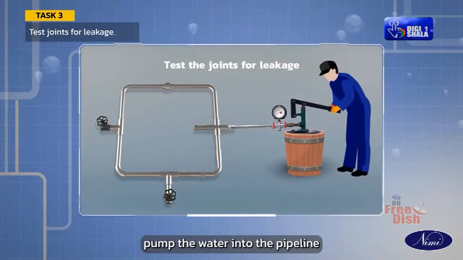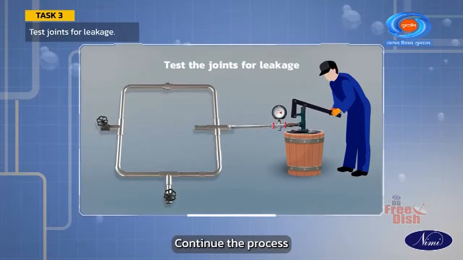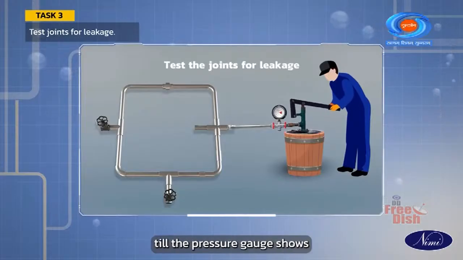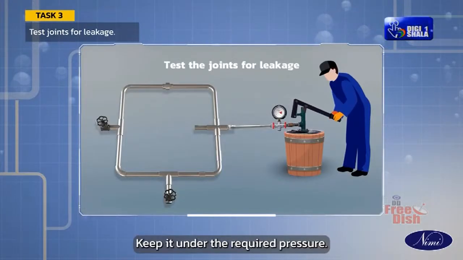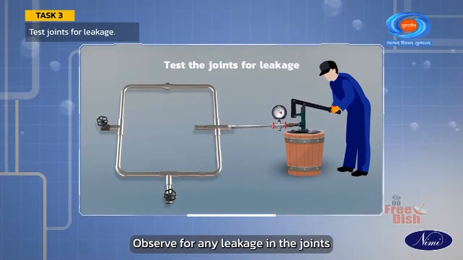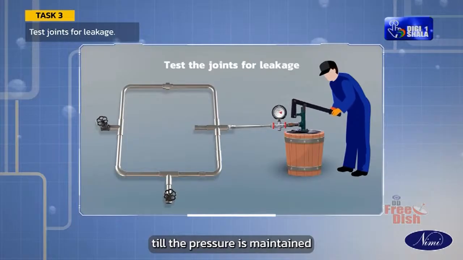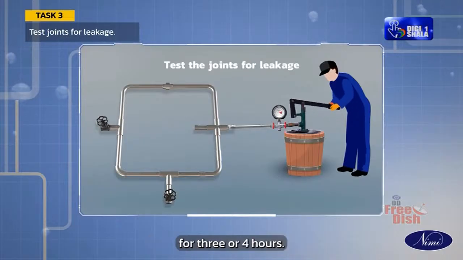Pump the water into the pipeline completely without any air pocket. Continue the process till the pressure gauge shows a steady reading. Keep it under the required pressure. Observe for any leakage in the joints and pipes. Rectify the leaking joints and pipes. Repeat the test till the pressure is maintained for 3 or 4 hours.